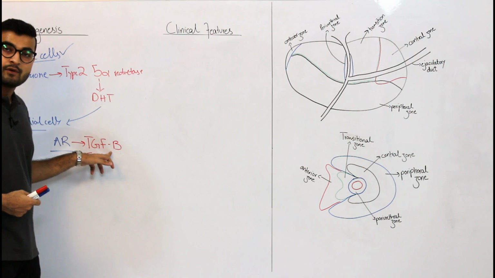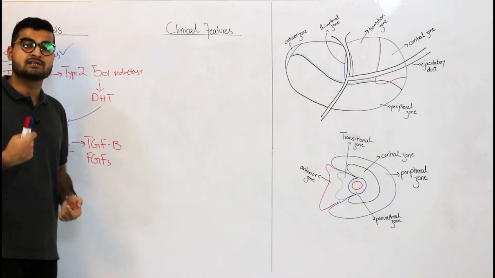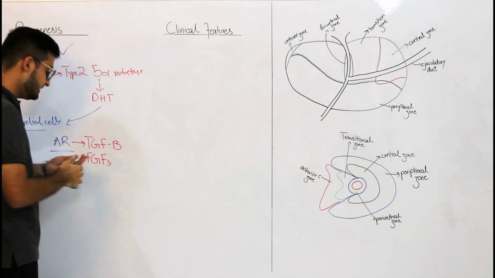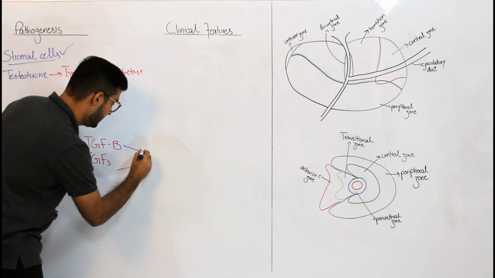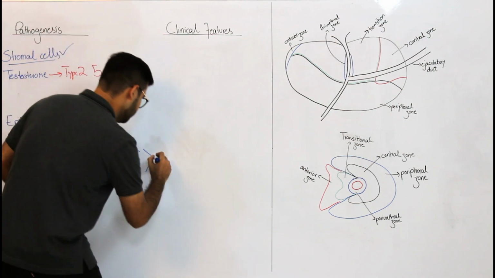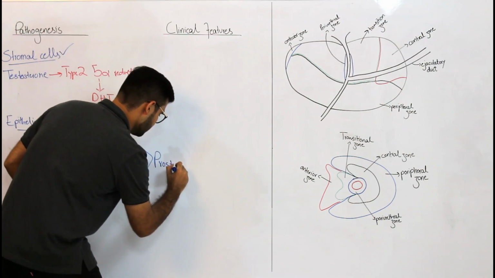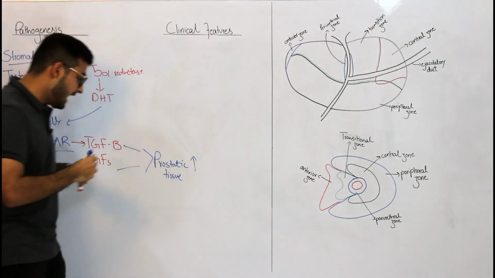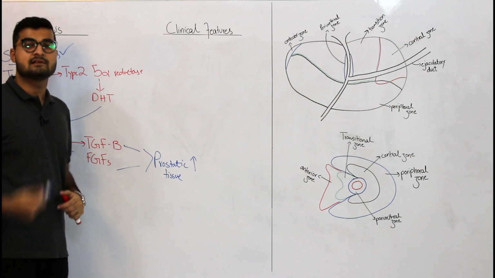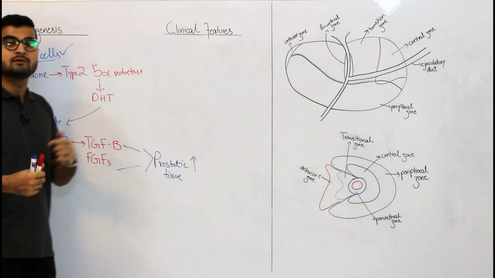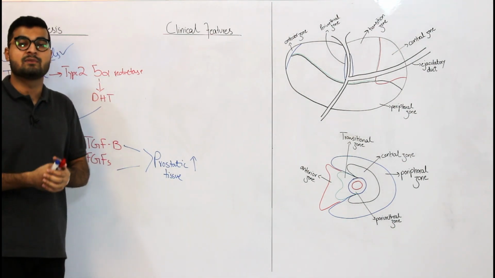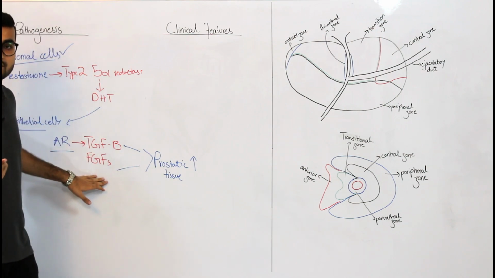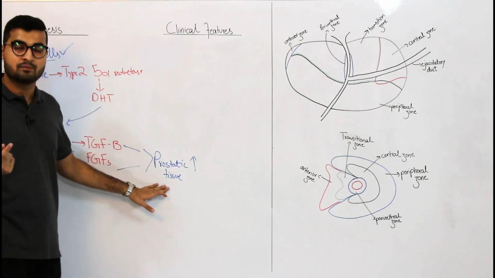What is TGF beta going to do? TGF beta is going to lead to proliferation of your fibroblasts and your mesenchymal cells. So in turn, what are these two doing? They are increasing your prostatic tissue. Increase in your prostatic tissue, either by increasing your mesenchymal cells or your fibroblasts, or leading to increase in your prostatic tissue via fibroblast growth factors. So either way you have increase in your prostatic tissue.